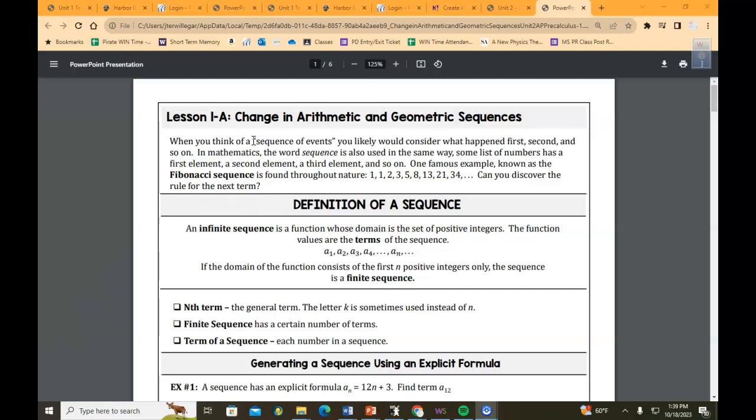If you have me for geometry, remember Donald Duck in Adventures in Mathmagic Land. And that one's 1, 1, 2, 3, 5, 8, 13, 21, 34.